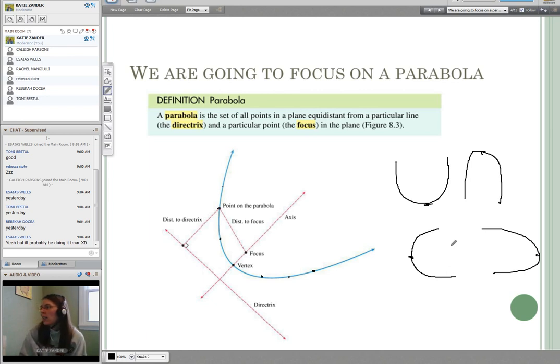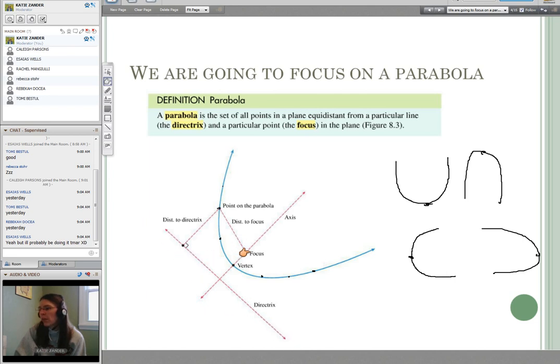Some new things now is the directrix. The directrix is on the outside of your parabola here. You'll notice that that's going to make a 90-degree angle here with that axis of symmetry.